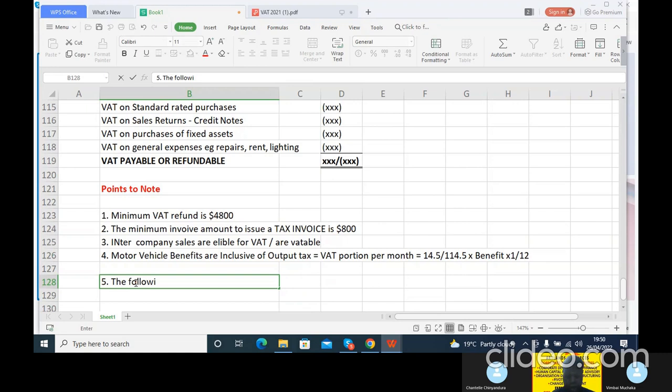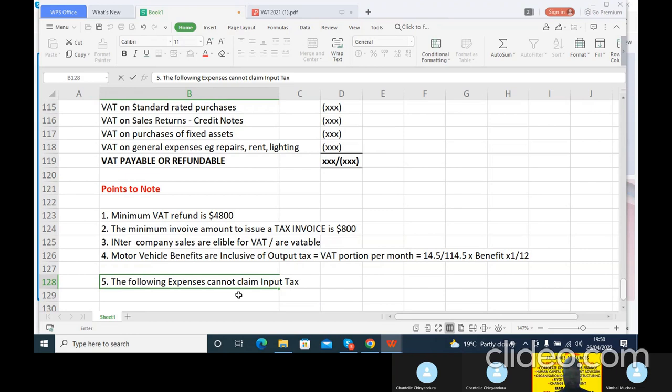The following expenses cannot claim input tax. You don't claim input tax on these expenses.